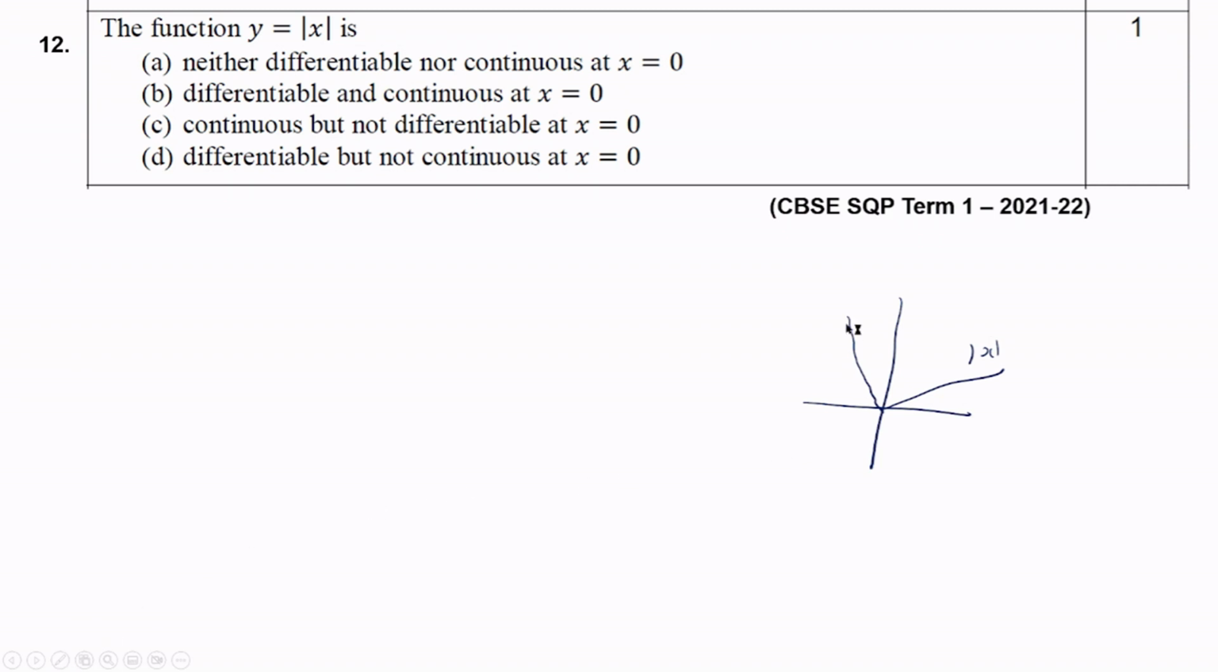Now here we can see that it is continuous. On the other hand, there is a turning point at x is equal to 0. As a result, it is not differentiable at x is equal to 0. So the correct option is option C. It is continuous but it is not differentiable at x is equal to 0.